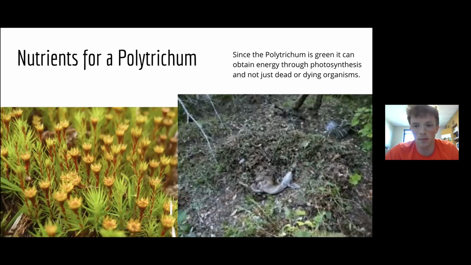When it comes to the polytrichum, there are not a lot of ways for it to gain nutrients. The main way a polytrichum gets its nutrients is through feeding off dead organisms, where it slowly breaks down the organism it is trying to receive nutrients from.